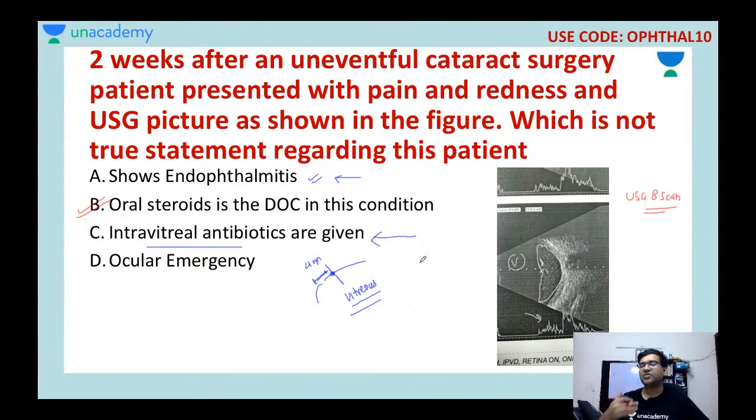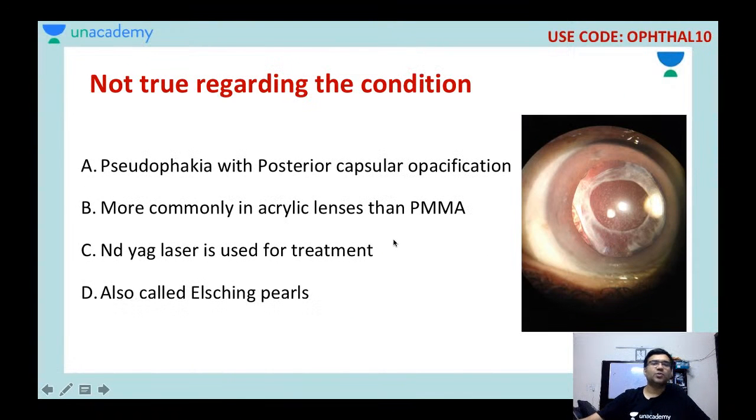Why is this infection very, very important, why is it an ocular emergency? Because this infection can cause permanent damage to the retinal cells. Okay, so that's why it is an ocular emergency. Never ever, okay, like Dr. Arnab Goswami, never ever use steroids in these patients. Steroids are not to be given in any patient of endophthalmitis. Chalo, let's move to our next question.